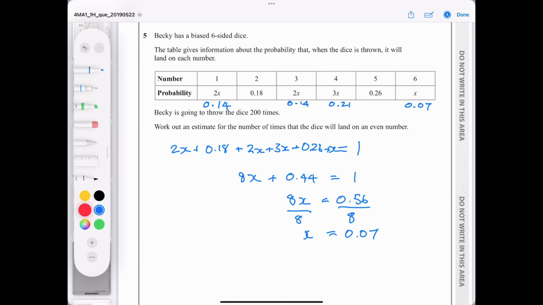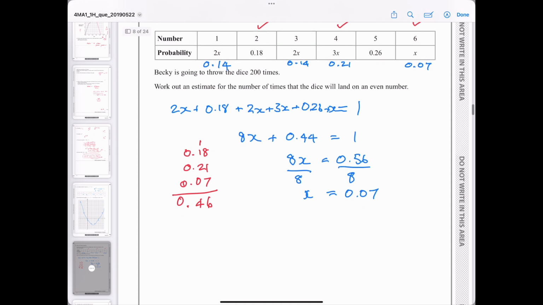So go through and find the even numbers. So the even numbers are this one, and this one. And we're going to add up. So for 2, it's 0.18. For 4, it's 0.21. And for 6, it's 0.07. I don't think this is a fair dice. Oh, it is biased, yeah. 8, 9, 16, and 4, 6. So it's 0.46. Do bear in mind you can use your calculator for these things.